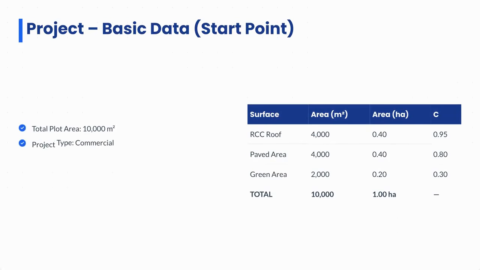For our example commercial project with a total area of 10,000 square meters, we use a 10-year design return period and a rainfall intensity of 90 millimeters per hour. The area is divided into different surfaces, each with an assigned runoff coefficient.